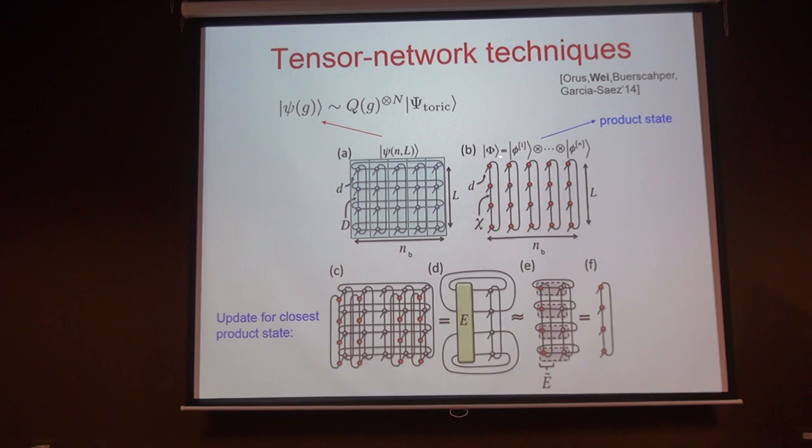So it's a product state of chains, and for each chain, you could also use a matrix product state to approximate that. And as I said, to get the closest product state, you don't need to do iteration. So we can also apply that to the tensor network to iterate and then get the maximum product state, the optimal product state. From there, we can get the entanglement.